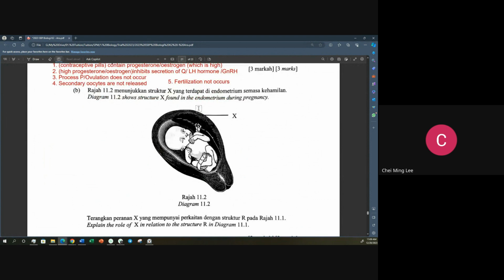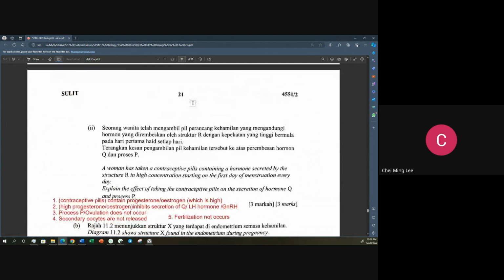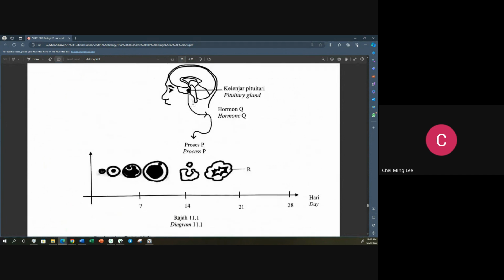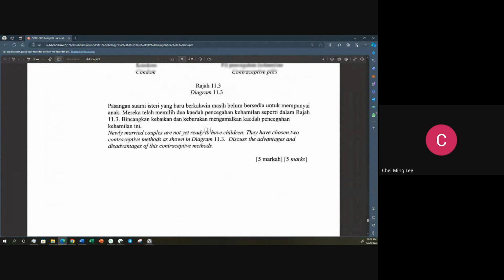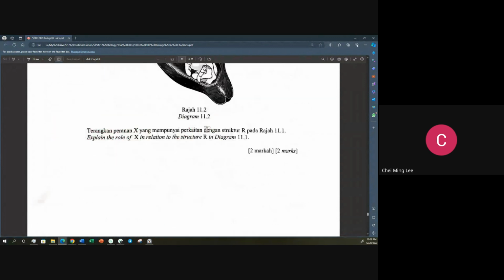Now, diagram 11.2 shows the structure X found in the endometrium during the pregnancy, which is the placenta. So explain the role of X in relation to the structure R. Structure R is the corpus luteum in diagram 11.1. Okay, we have enough space for that.